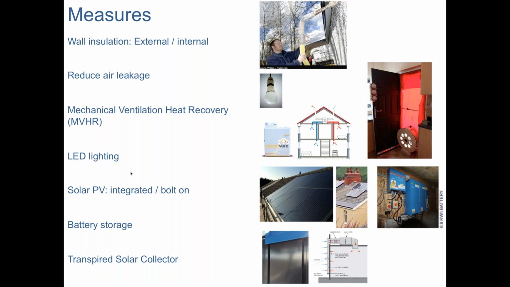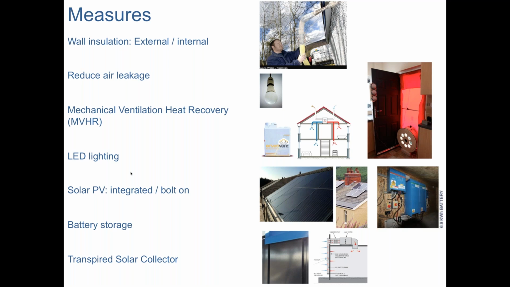Solar PV, either integrated into the roof. So if the house needs a new roof, we can replace the roof with a solar panel, or it could be bolted onto an existing roof. And sometimes now accompanying solar PV would be battery storage. So it enables us to store the energy that we generate on the roof and use it later in the day.